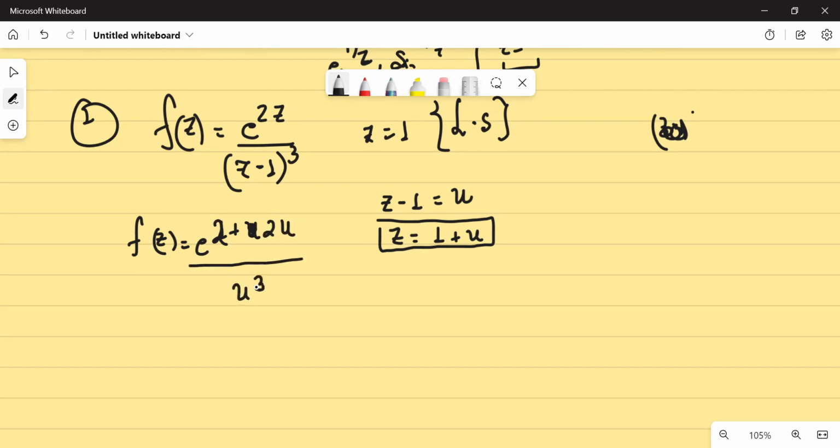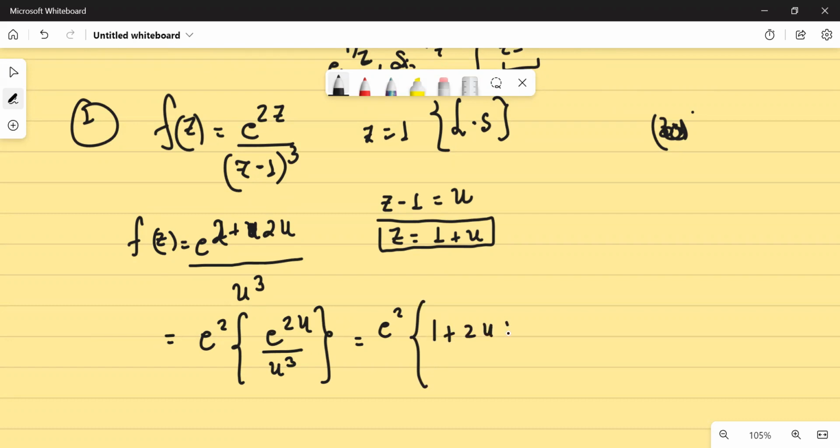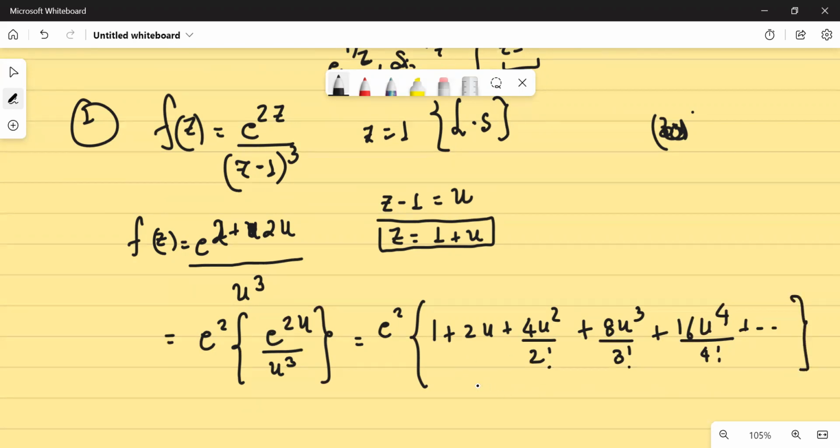Divided by u cube. Any issues with this? And you can write e square. This is e to the power 2u upon u cube. This is a function of u, later we will convert it to z. This is e square. And what is e to the power 2u? This is 1 plus 2u, then 4u square upon 2 factorial, then 8u cube upon 3 factorial, then 16u to the power 4 upon 4 factorial, and so on, and this whole thing divided by u cube.